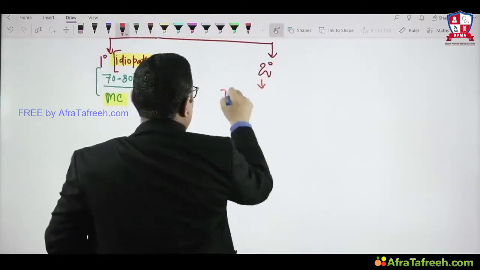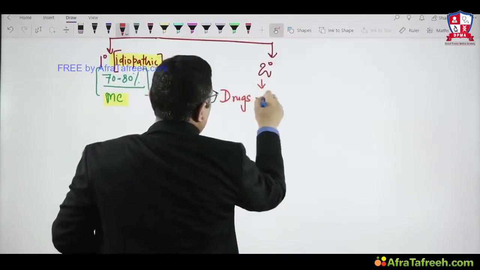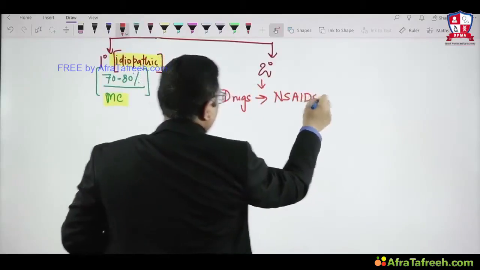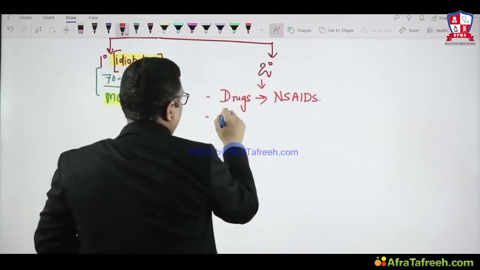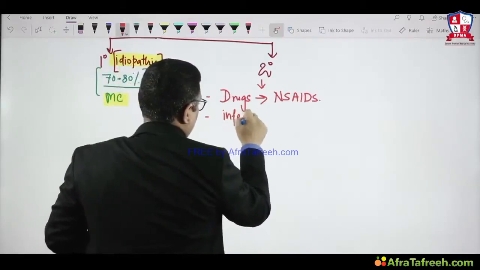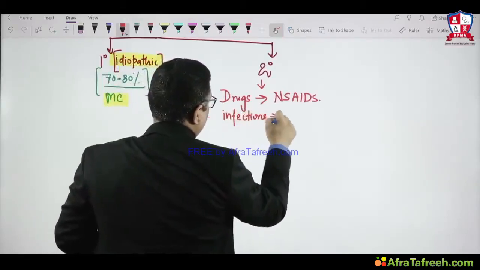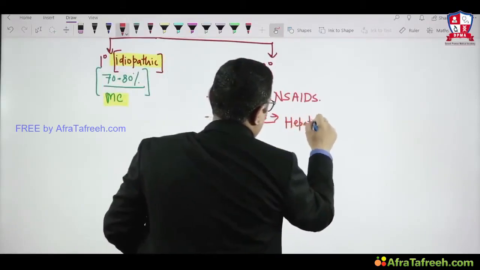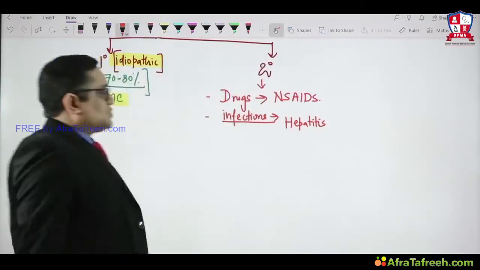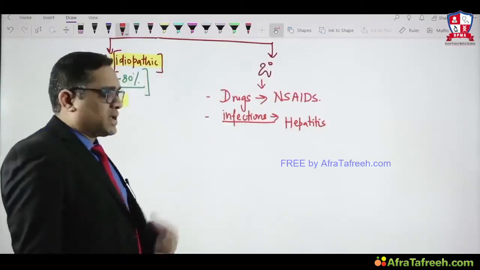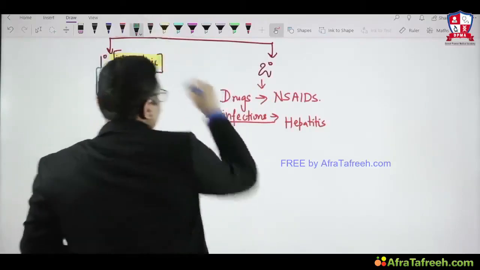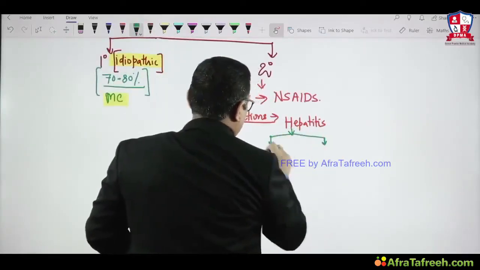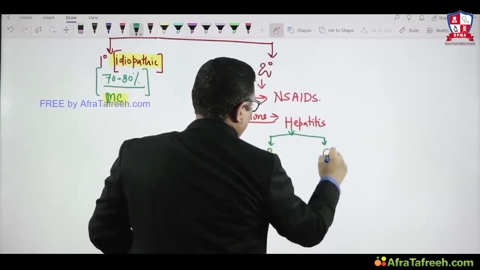Secondary is secondary to what? Secondary to drugs like non-steroidal agents, NSAIDs. It can be secondary to infections. Which infection? It can be hepatitis infections, right? In hepatitis, we all know that there are several types, hepatitis B, A, C. So here I would like to tell you about hepatitis B and hepatitis C.